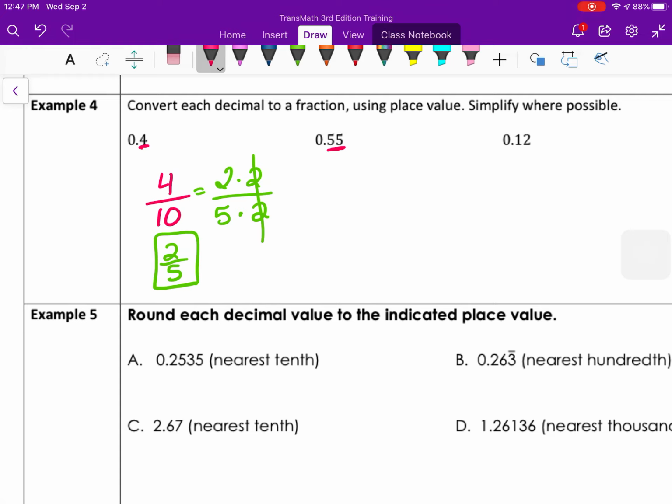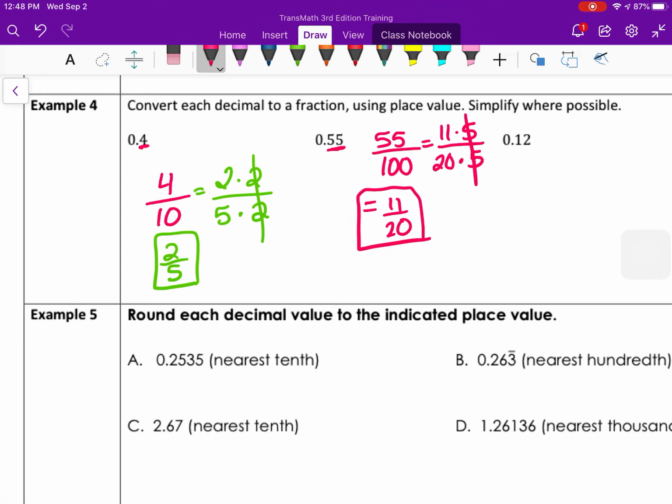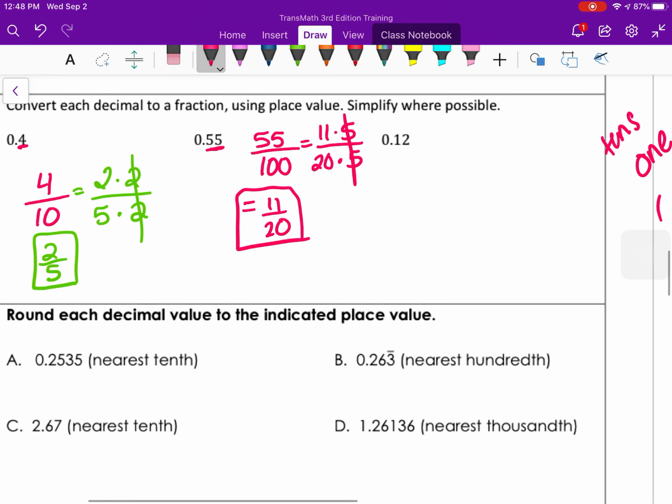The second place value is tenths, and then hundredths. So this is 55 hundredths, so 55 over 100. Now I can simplify that because I know 55 is 11 times 5, and 100 is 20 times 5. So a factor of 5 can come out of each. So 11 over 20. Now 11's prime, so that's as far as I can simplify.